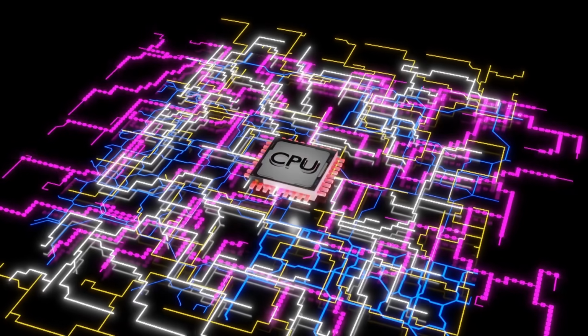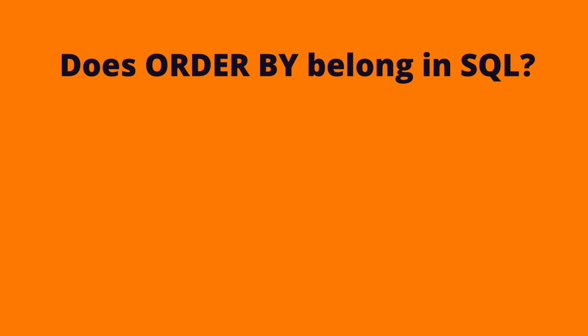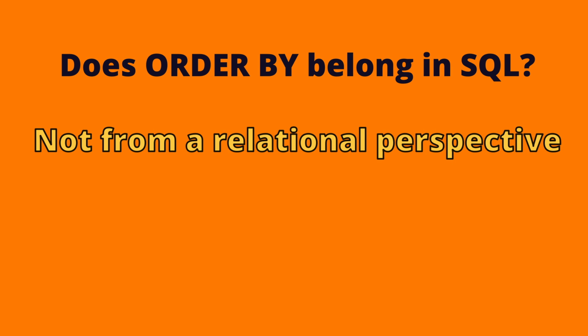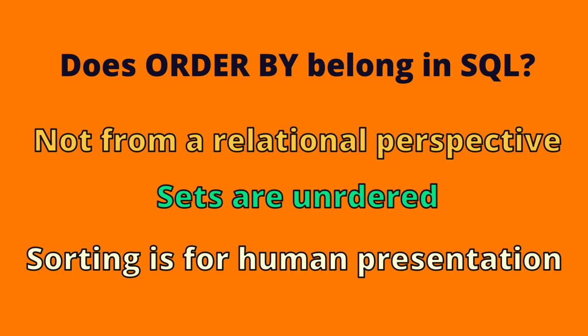Now, here's the uncomfortable part. Do we actually need order by in the database at all? From a relational perspective, absolutely not. The relational model deals exclusively with sets, and sets, by definition, have no order. Data is a collection of facts about reality, not a presentation format. Order by exists purely to make data easier for humans to consume. Yes, there are exceptions, like paging with offsets, and we'll get to that. But in principle, ordering is a presentation concern, not a data concern.